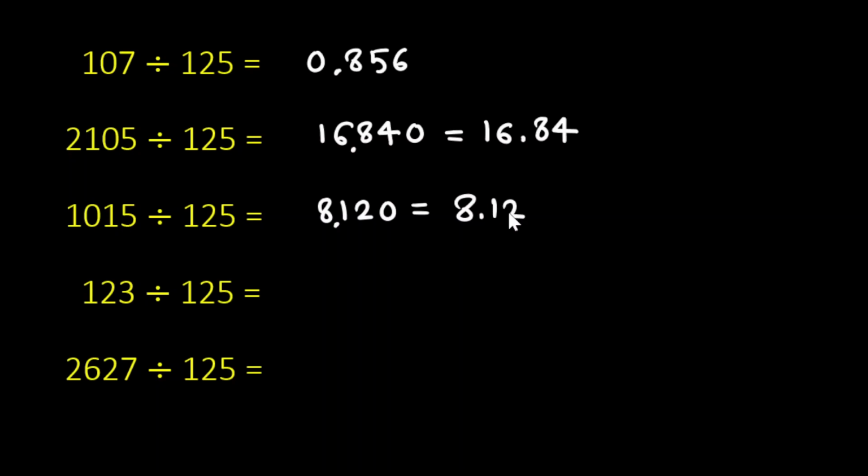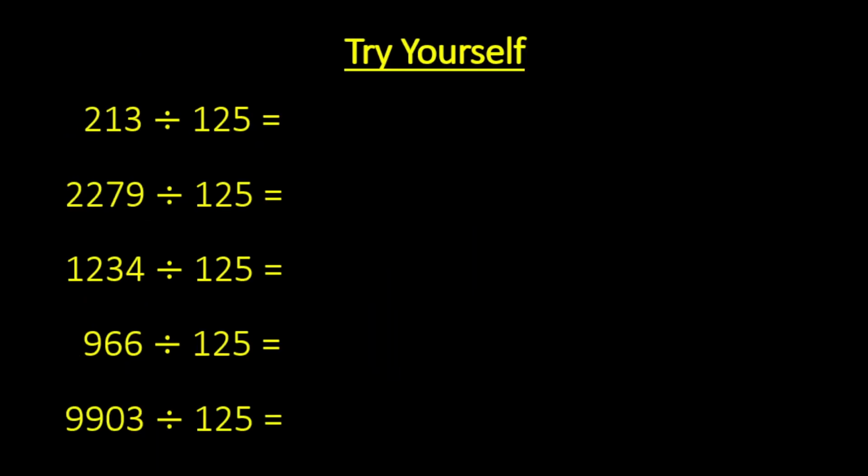123 we multiply by 8, we get 984. Put the decimal after 3 places from right: 0.984. 2627 we multiply by 8 and we get 21,016. In this, introduce 3 decimal places by putting the point here, 21.016.